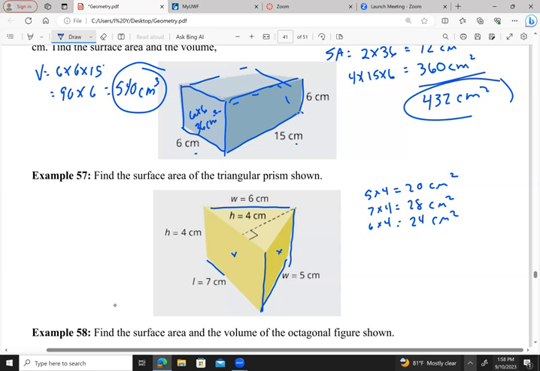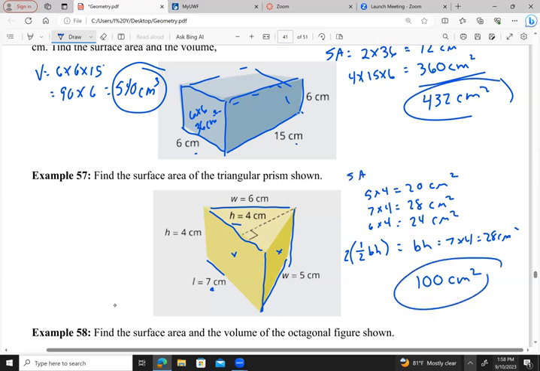We have a height of 4, and we have this measure, which would be the base of 7. So it's 1/2 base times height. But there's 2 of them. So it's literally just the base times the height, which is 7 times 4, or 28. Then we add all these up, 20, 28, 24, 28, and we get 100 square centimeters. And that's the surface area.